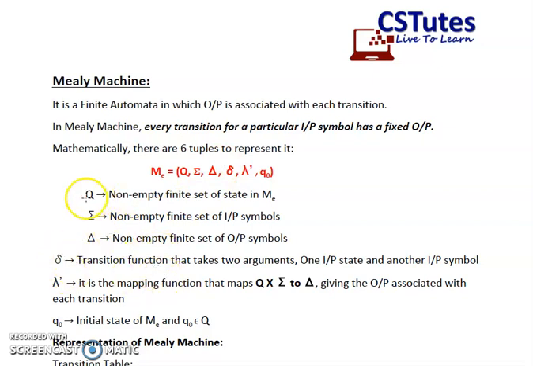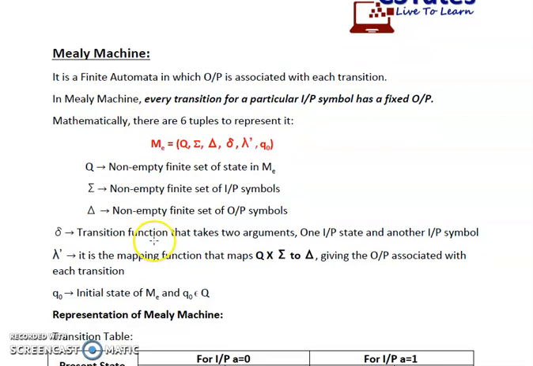Before moving further, let's see why a Mealy machine is known as a finite automata. Because it has a finite set of states, a finite set of input symbols and a finite set of output symbols. And since the number of states, the number of input symbols and the number of output symbols are finite, hence it is called a finite automata. Now let's discuss the transition function. So the transition function takes two arguments.